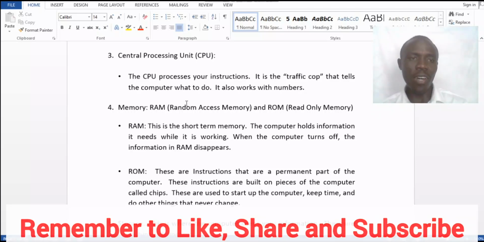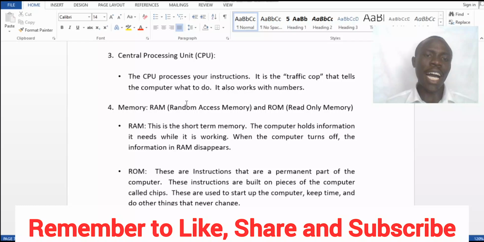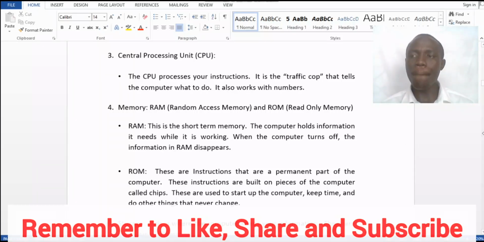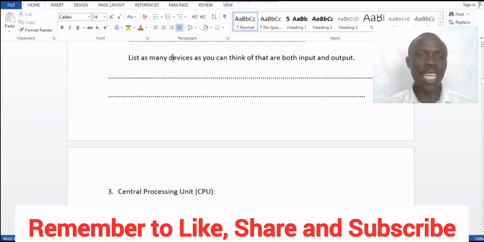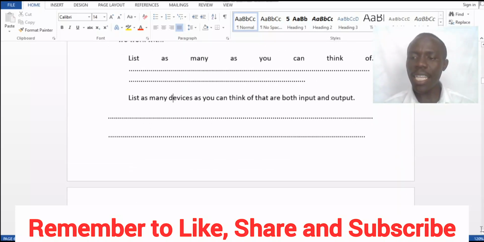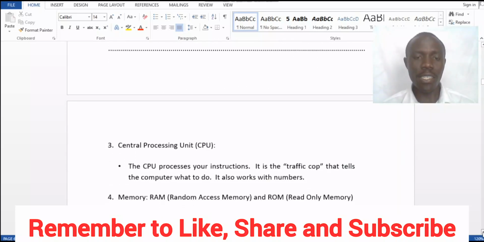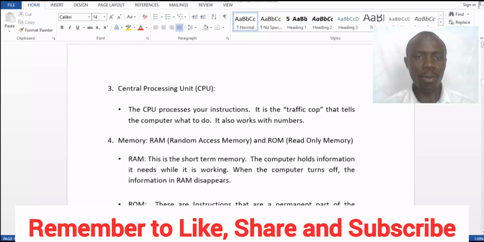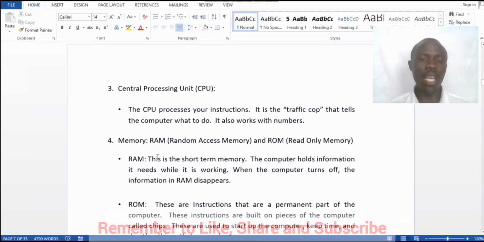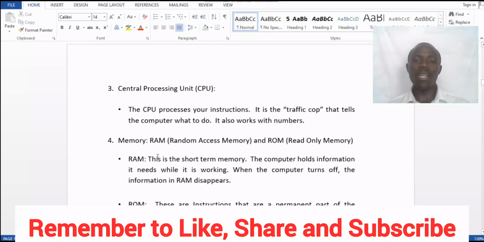So then we have another point, which is number 4, and that is the memory. So in the memory, what do we find? So remember, we are seeing the devices. We had number 3, the central processing unit. So number 4, we are having memory. That is random access memory and read-only memory.